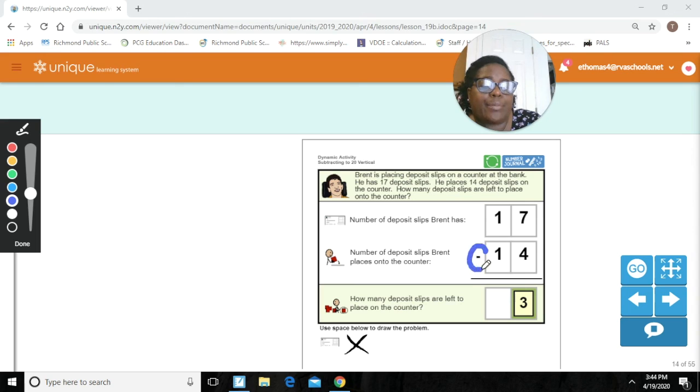So now if you recall, our minus sign means we're going to do what? Take away. Or we can say take away what comes next. In this case, we had 17 first. What comes next would have been 14. And our answer would have been 3. Whenever we see that minus sign, it means we're going to do what? Subtract. Okay?